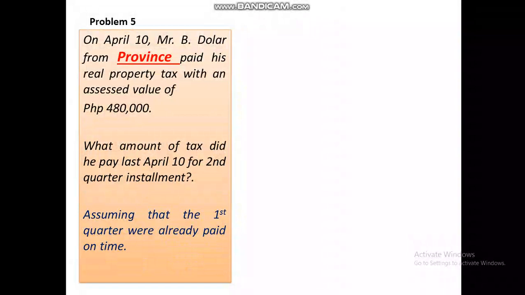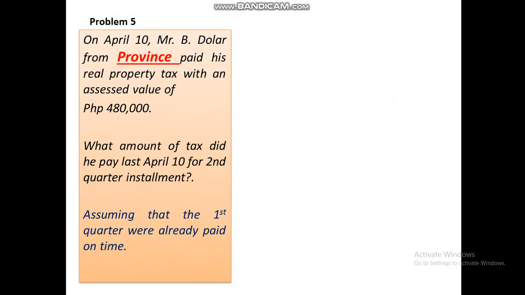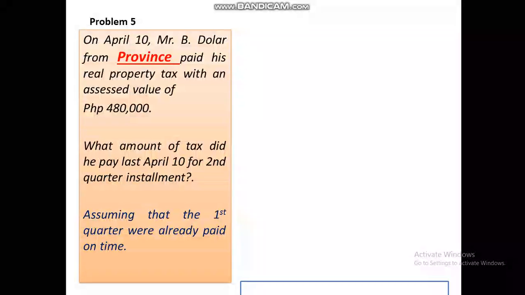Bidular from province paid his real property tax with an assessed value of 480,000. What amount of tax did he pay last April 10 for second quarter installment? Assuming that the first quarter were already paid on time. So, this is the babantayan po natin that the property happens in the province and expected na babayaran ito sa provincial treasurer's office. And this is how we compute the real property tax for in installment basis.